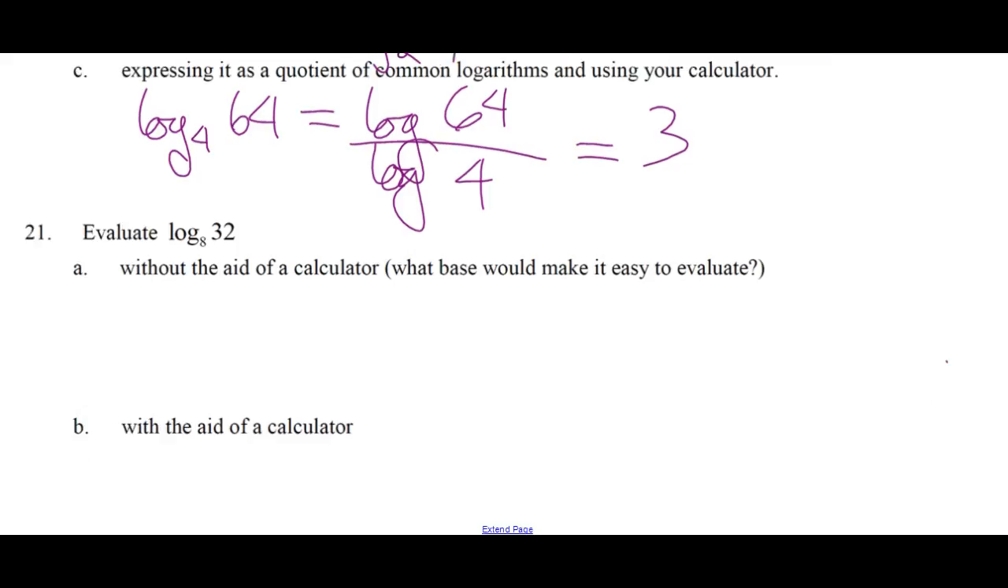Okay, evaluate log base 8 of 32. Without the aid of a calculator, what base would be easiest to do?